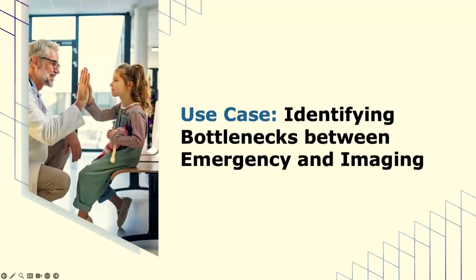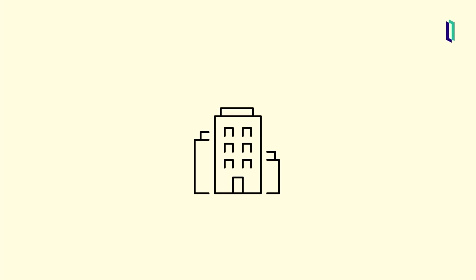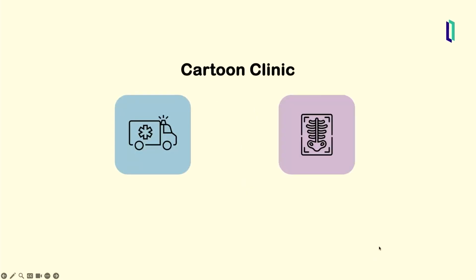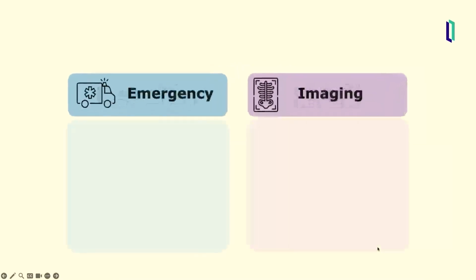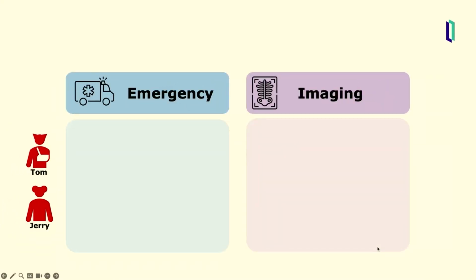So now, let's dive into our use case to frame our demo. The use case we want to explore is identifying bottlenecks between the emergency and imaging departments. So in this use case, we are a healthcare enterprise that manages Cartoon Hospital. And our hospital contains an emergency and an imaging department. So Tom and Jerry just arrived at the emergency after a typical cat and mouse chase. They need to wait for a bed opening, and they need to be triaged to be seen in severity order.